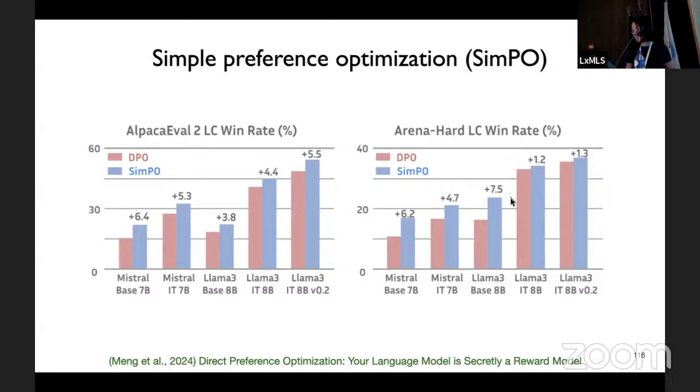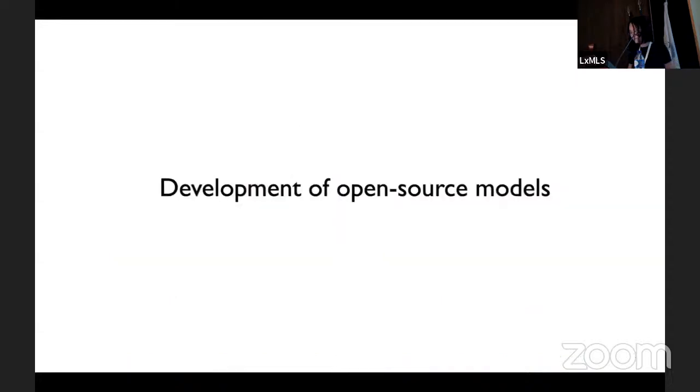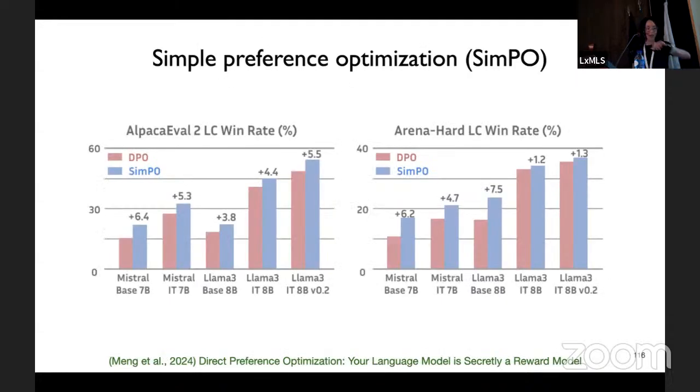We have one model that fine-tunes the Llama 3 8 billion model and achieves over 50% winning rate on Alpaca Eval 2 by just using a very simple objective called SimPO. This works out really well, so if you haven't seen this paper, I encourage you to check it out. Okay, I'm planning to stop here. I'm happy to take more questions about all these language model pre-training developments.